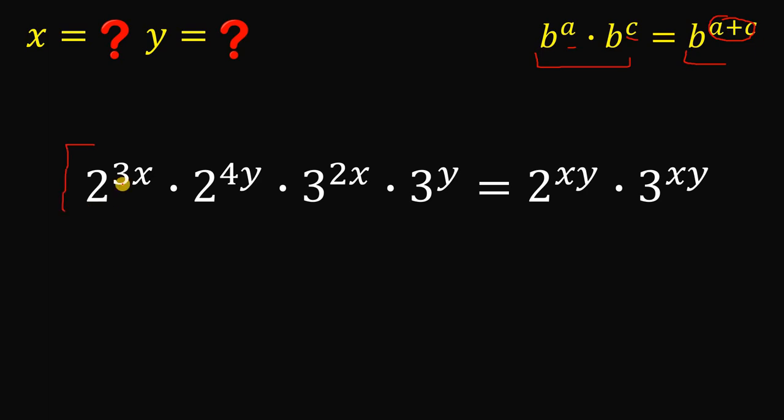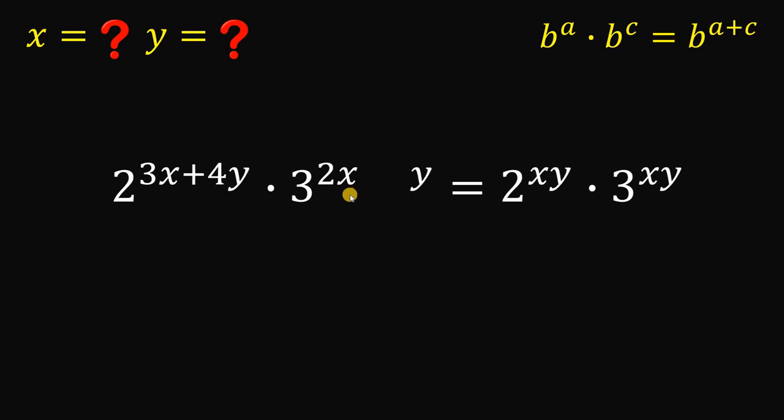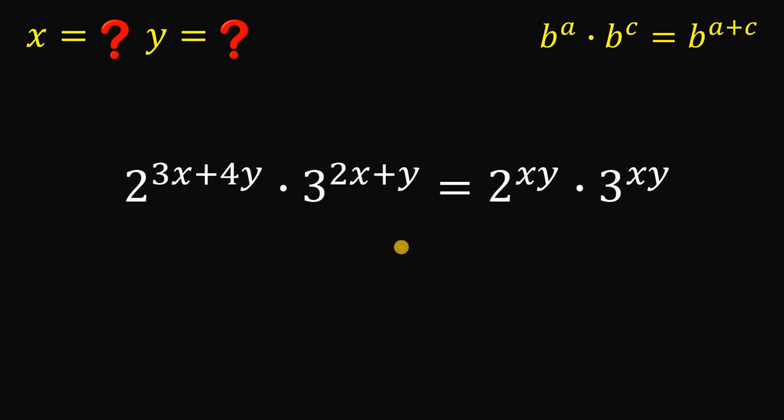Therefore, we can simplify 2 raised to 3x times 2 raised to 4y into 2 raised to the power of 3x plus 4y, or the sum of their exponents. Also, we can rewrite 3 raised to 2x times 3 raised to y into 3 raised to 2x plus y. Now, here comes the good part. Because take note, this equation is an equality.